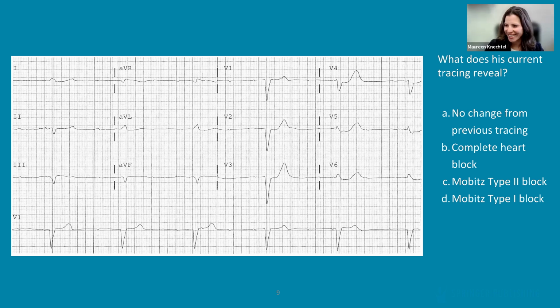Okay, you guys are doing great. The correct answer is that this now shows a complete heart block. The next most common choice was a Mobitz Type II block. All right, so let's talk about this. This is an example of complete heart block, and another one of those can't miss EKGs. You don't want to miss complete heart block.